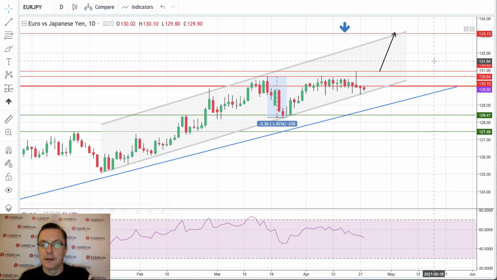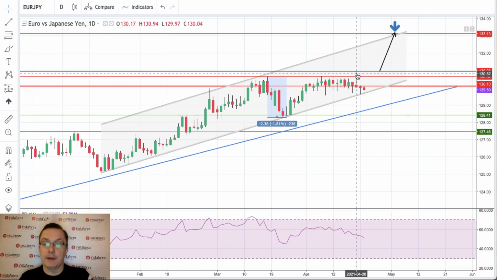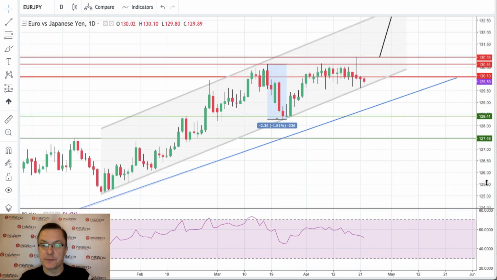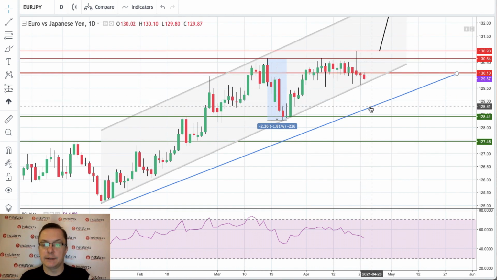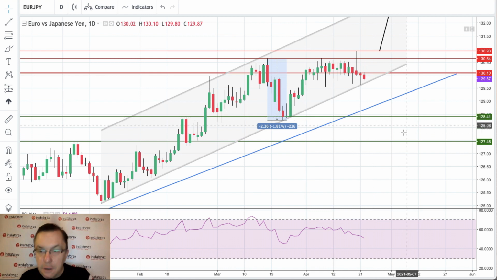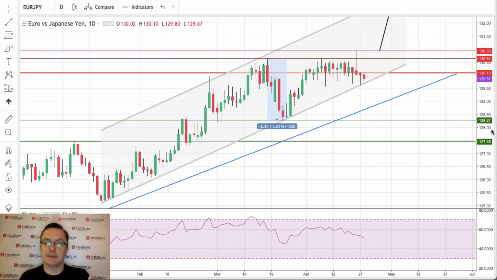Okay, our scenario is that market will go higher towards 1.3313, but there is visible bearish pressure here above 130. So right now the market is fighting not to fall out of this channel and not to test the long-term trend line and the recent low, and the low was here at the level of 1.2827, and that would be huge disappointment.